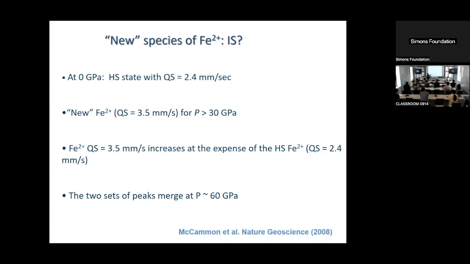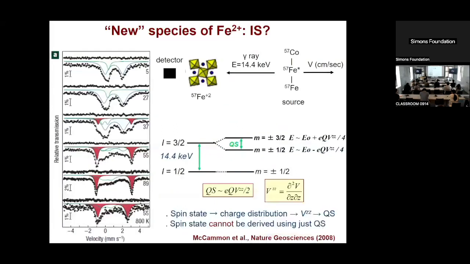You can see clearly in the Mossbauer spectroscopy, there are different kinds of iron with different quadrupole splittings coexisting at the same time, which is the sort of picture that we have in mind. So at beyond 60 GPa, there is only one kind of iron. So here is the Mossbauer data, just to show you how this looks.